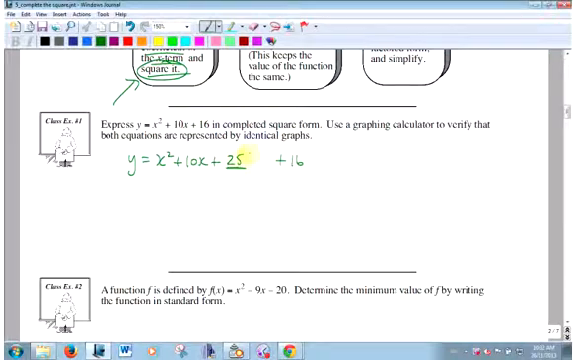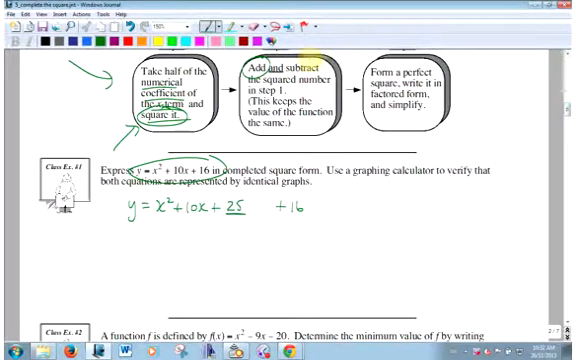Okay? But I can't just do that. That's going to change the question. Okay? I can't change the question. That's what it is. What can I do to this so that I didn't add 25? Add it, and then subtract it. Now is it the same thing? Yeah. Check.